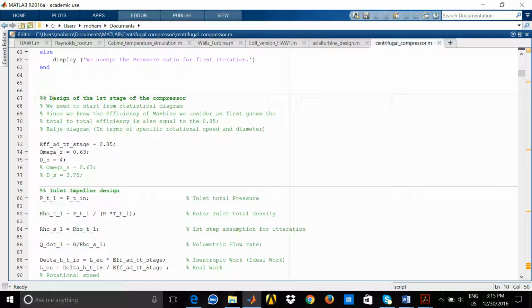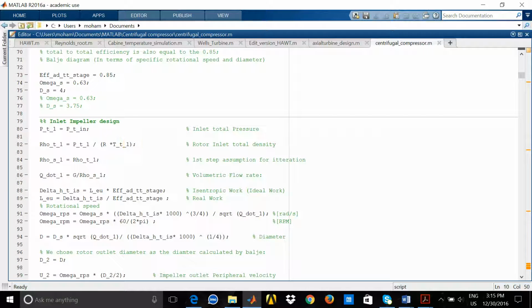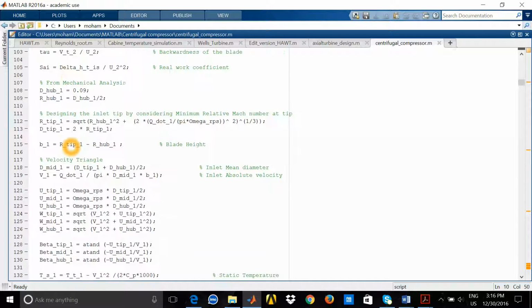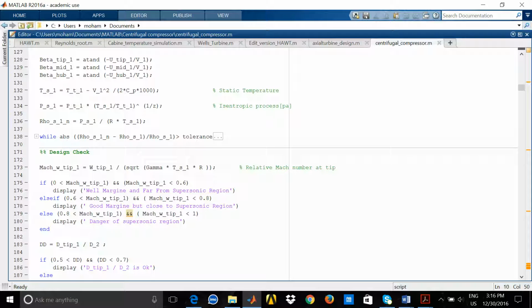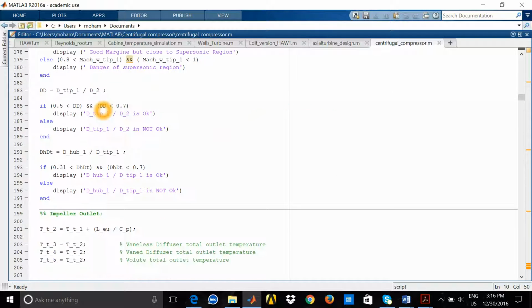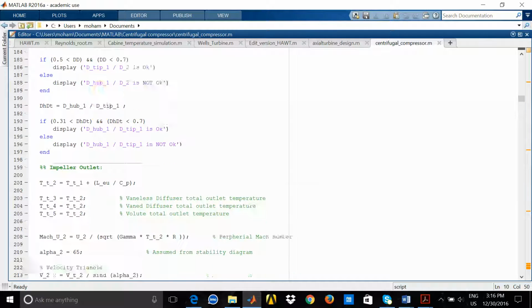Then I start our design procedure with the Balje diagram, a statistical diagram, which is based on the previous history of turbomachines. We need to start our design procedure with these kinds of diagrams. Then the first step is designing the inlet impeller sections. I did the impeller here. Then here I need the iteration. Here are iterations. Then design check: the peripheral Mach number and relative Mach number are checked.